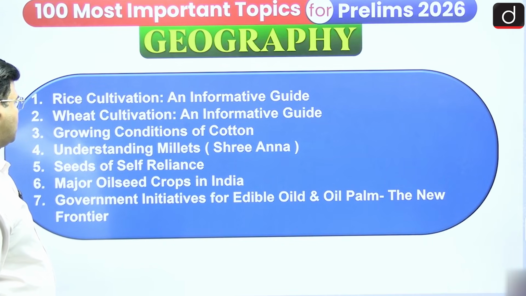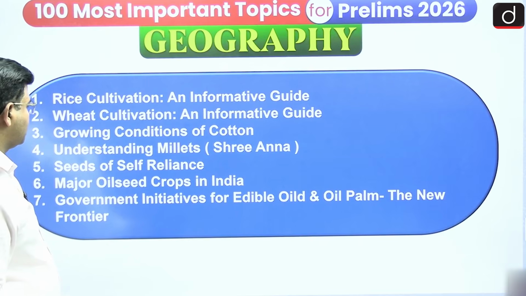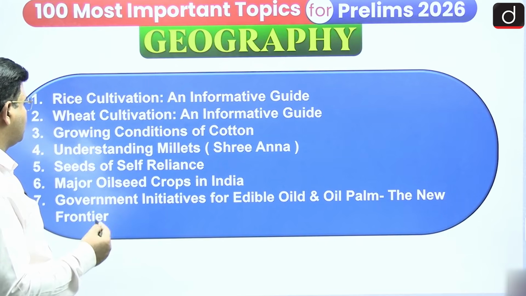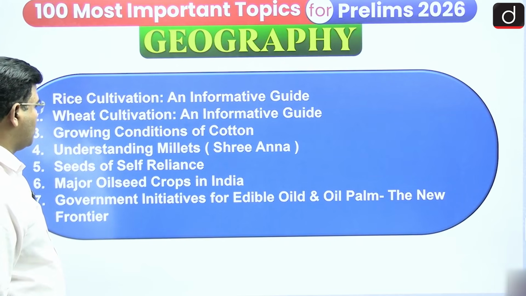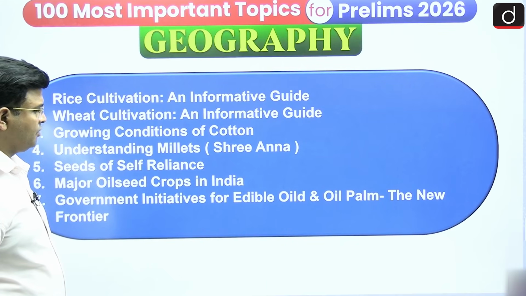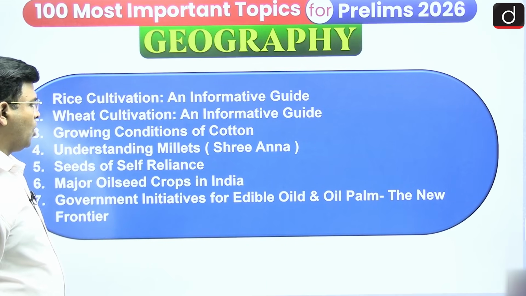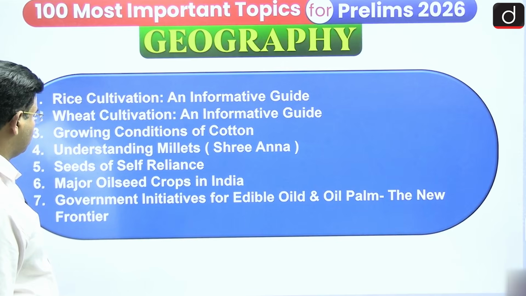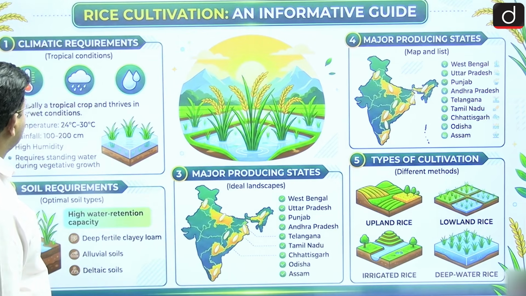Growing conditions of cotton, we will see understanding millets, and then we'll see seeds of self-reliance, major oilseed crops in India, and then we will also see government initiatives for edible oil and oil palm, the new frontier. These are the things that we have to see in this. Okay, so the first one, rice cultivation, what is required?